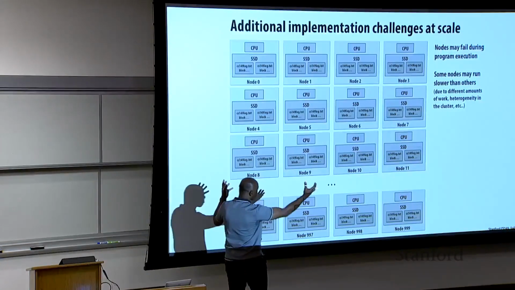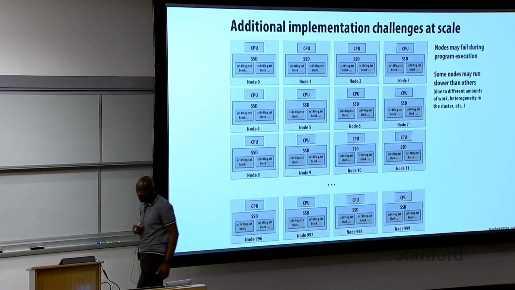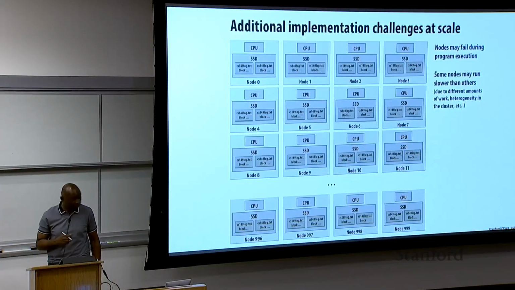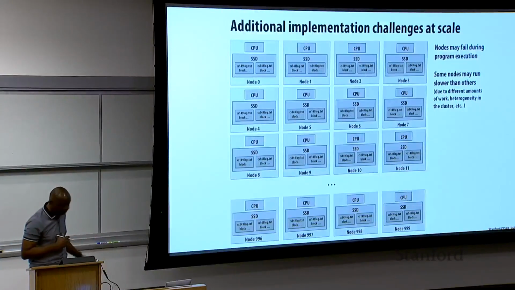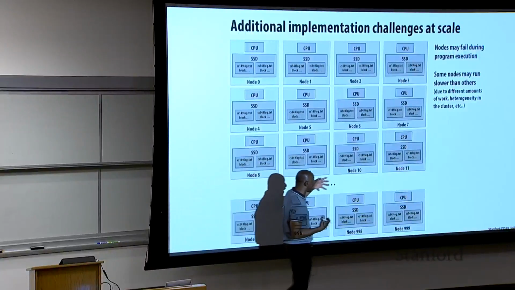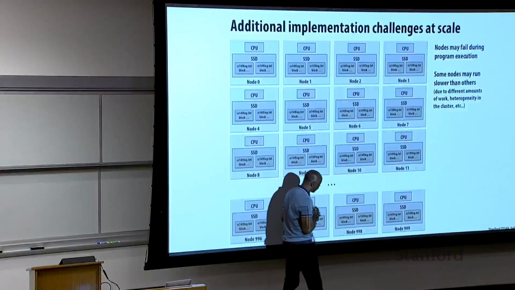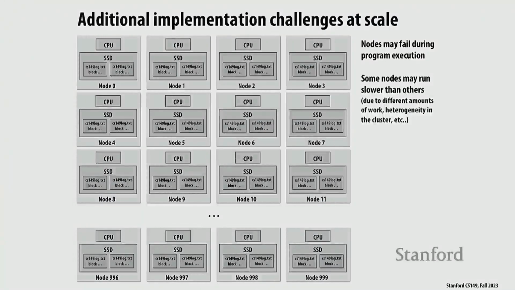But what if I've got thousands of nodes? There are a couple of issues that could crop up. One is that some of the nodes may fail, as we've talked about, during the computation, right? So we're not going to lose any data, because we have made sure that we've got a file system that is fault tolerant, but we need some way of making sure that we can recover the computation and make sure that the computation will complete successfully.